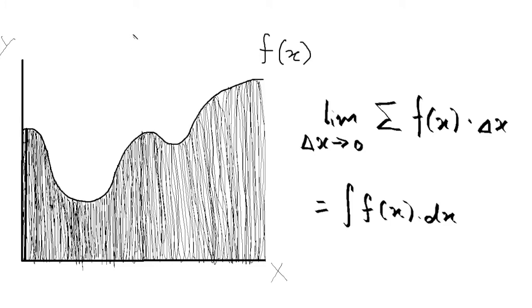Essentially, this is just the summation of all the infinitely small delta x values, in other words the widths of the rectangles, multiplied by the heights of those rectangles, which are the y values at that point, or f of x. Don't get bothered by this symbol over here, that is just the integration sign.